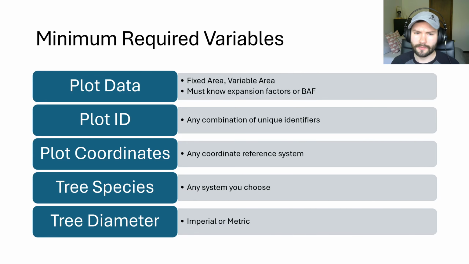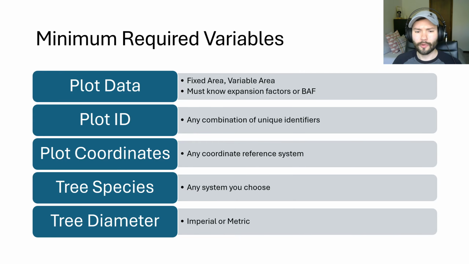And so you need to know the expansion factor for your data, whether it's fixed area or the basal area factor if you're using variable area sampling. You also need the plot ID. So you need a combination of unique identifiers. So let's say you have plot 1 from multiple states. You can identify that as plot 1 from Michigan, plot 1 from Maine, and use each of those columns as a key to create a unique identifier for a plot location. Or you can keep it simple and just have one column as your plot ID. However you want to do this, make sure that you have a combination or a single value that allows you to uniquely identify a plot in your data.